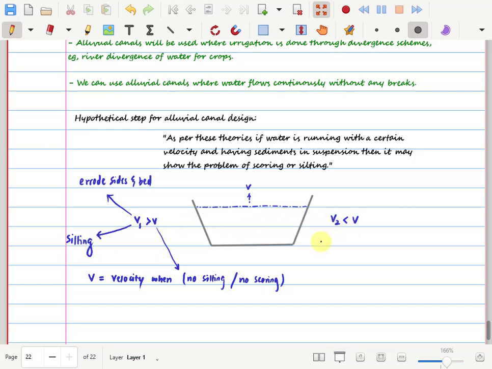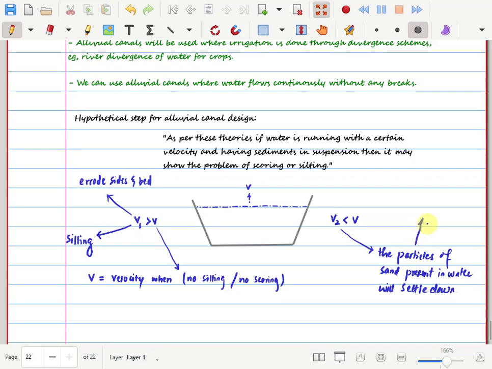If velocity is less than V, that means, as we have already discussed, if velocity is less, then what is going to happen? The particles of sand present in water will settle down, right? If they settle down, what do we call it? We call it scoring. Got it?